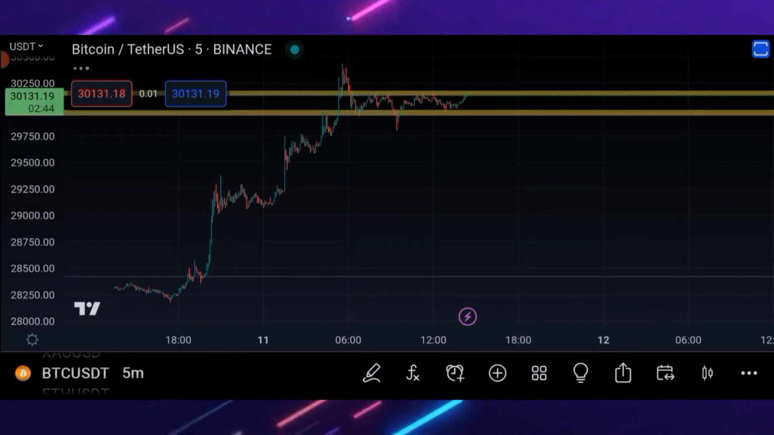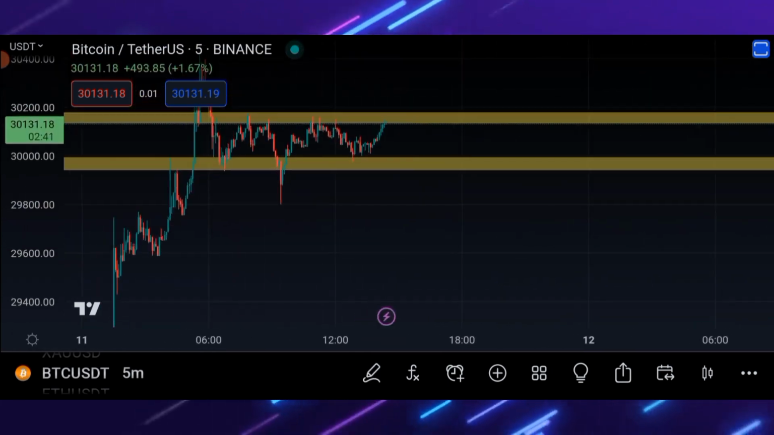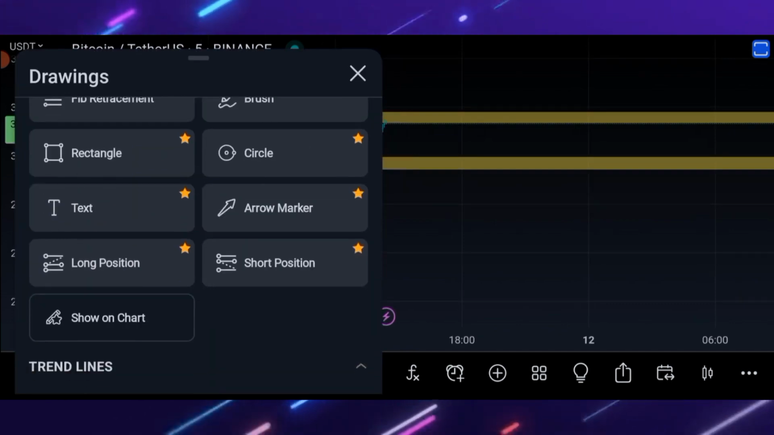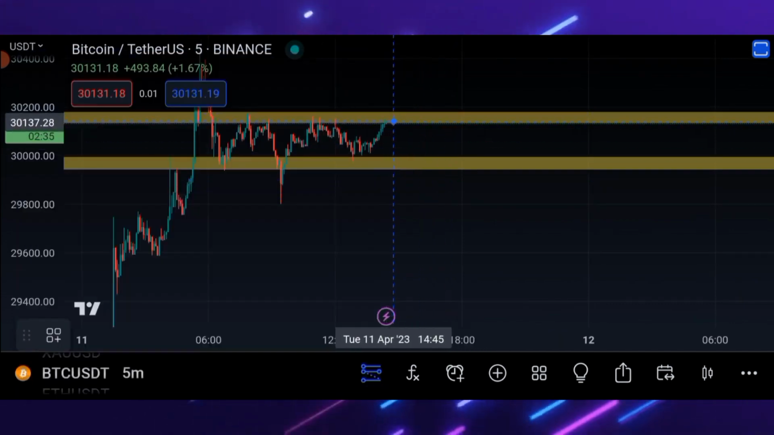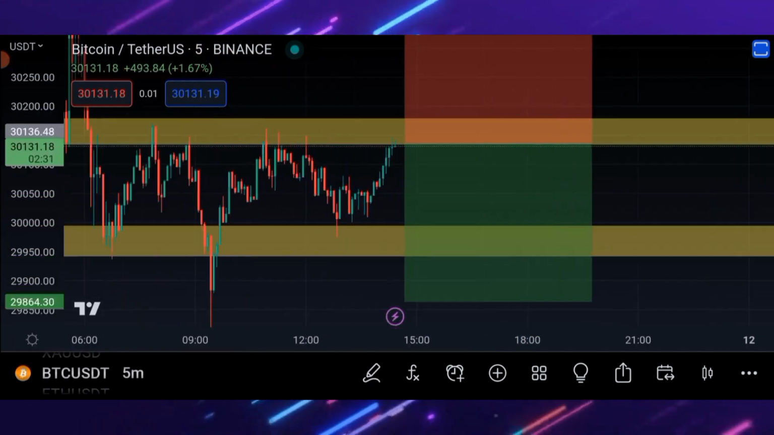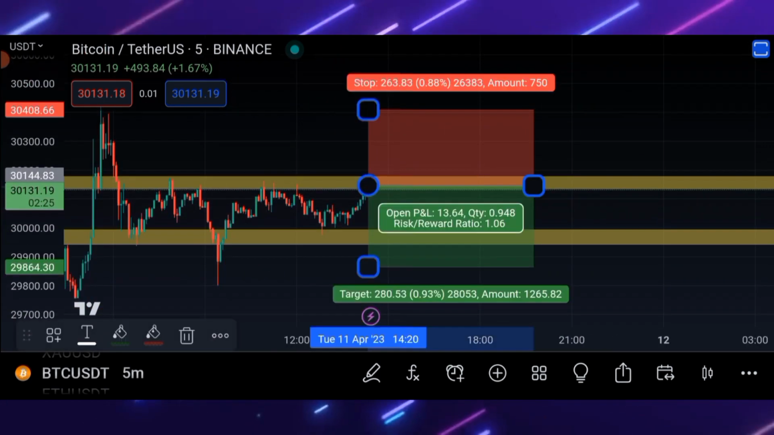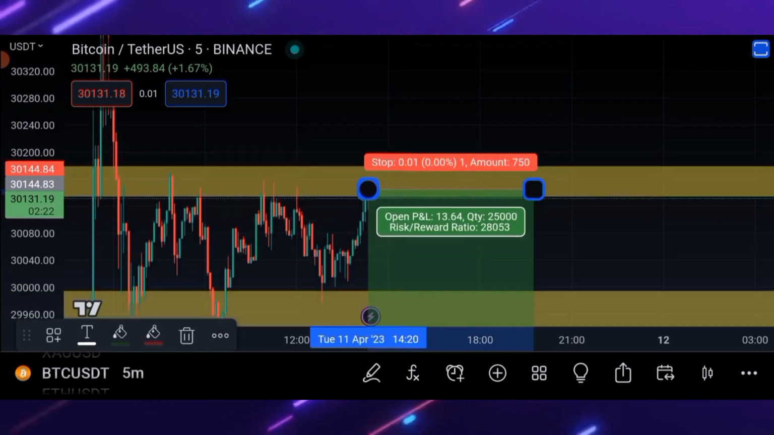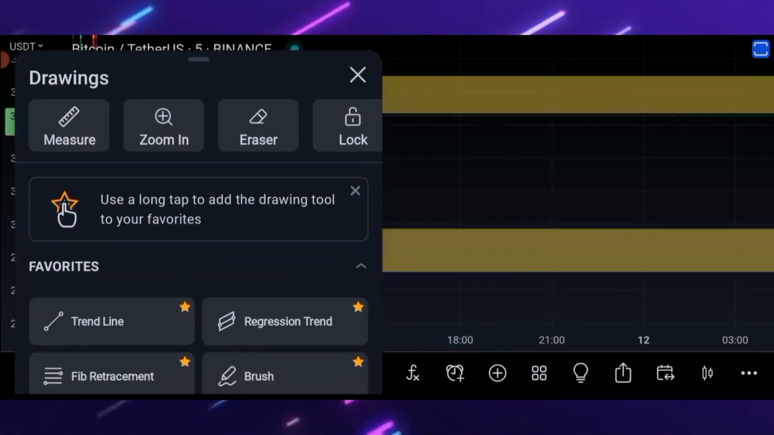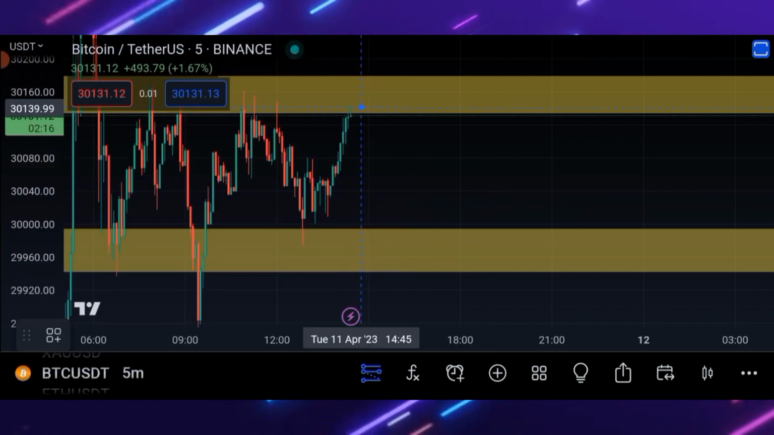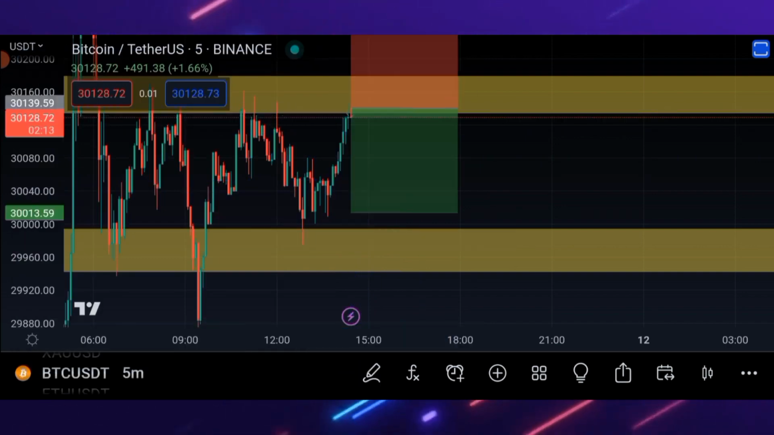For example, if we define resistance and support areas in 15-minute time frame, we should change our time frame to 5 minutes. And also the third rule of this strategy was that we should change the shape of the candles to line. And to enter the short or sell position, we should see this type of candlestick shape, which is called double top, and enter the position.